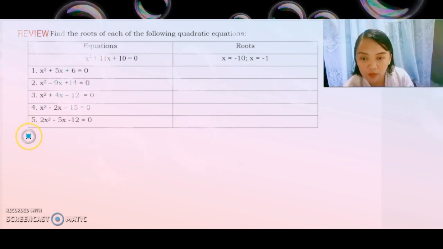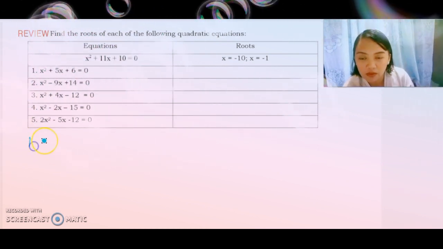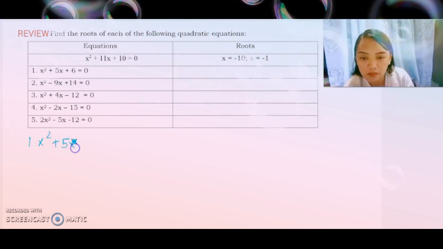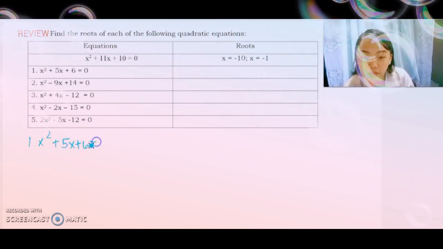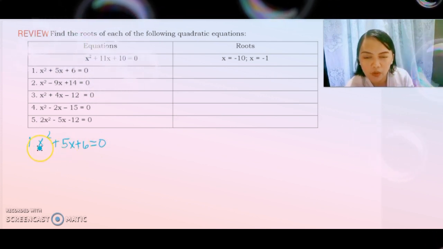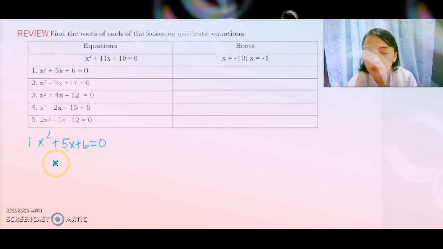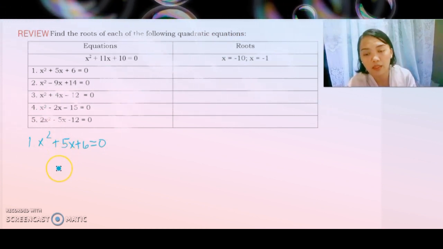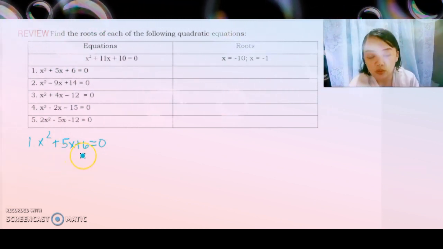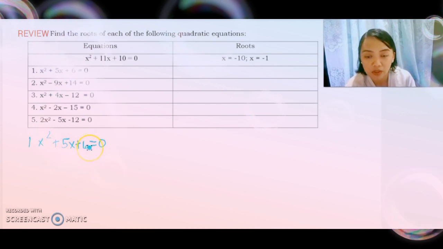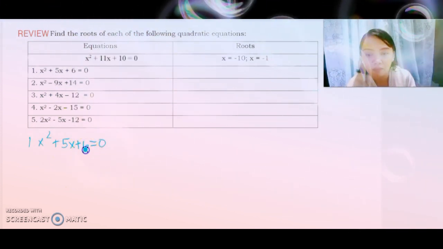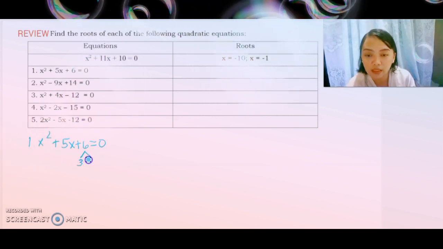So, let's try the next number. We have x squared plus 5x plus 6 is equal to 0. We can solve this by factoring, or by completing the square, or the quadratic formula, whichever you are most comfortable with. Again, what are the factors of 6 that when added give positive 5? We have 3 and 2.